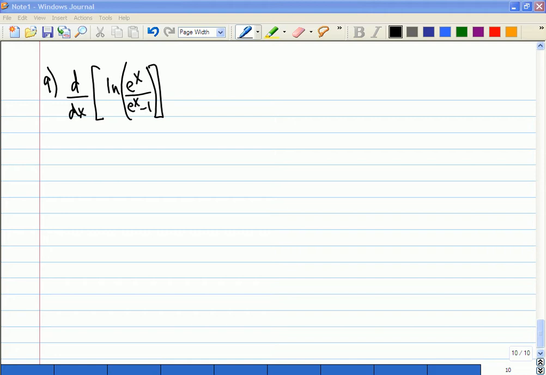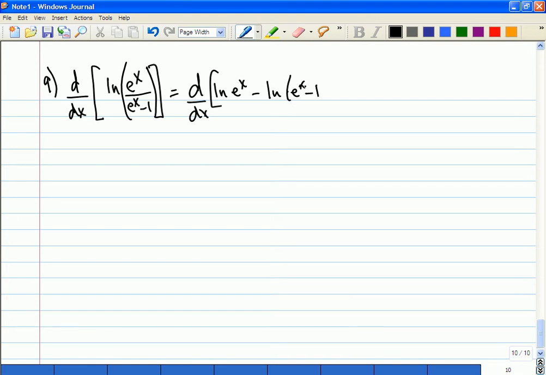Yeah, we're going to use the division rule in logs. So instead, I can say that's the same thing as the derivative of natural log of e to the x minus the natural log of e to the x minus 1. That makes life a lot easier for us. So let's see what happens when I take those derivatives. Now I only have chain rules to deal with, right? So only chain rule, and I don't have to do the quotient rule.